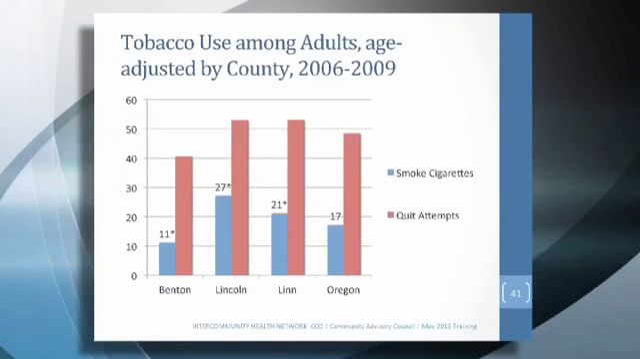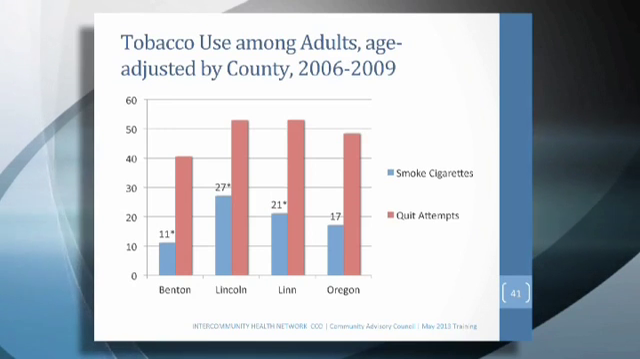And then the next slide is tobacco use. For the 3 counties and compared to Oregon, the blue is how many adults indicate that they smoke cigarettes, and the red is how many quit attempts per county. And you can see there's a lot of quit attempts happening in Lincoln and Lynn. 50% of the adults who were smoking said that they had tried to quit in the last, I believe it's last 30 days.